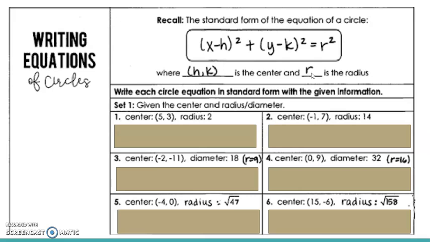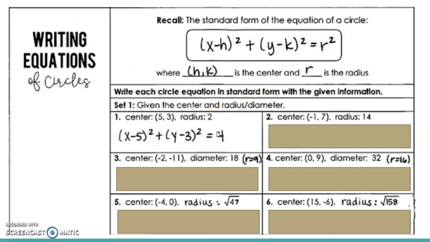They can give us the information and ask us to write the equation of our circle. As you can see, sometimes they give us the radius and sometimes the diameter. If I look at number 1, they gave me my center and my radius. So I'm going to plug in the center and the radius for my h, my k, and my r. When I do that, I'm going to get an equation of (x - 5)^2 + (y - 3)^2 = 4. Remember that for my radius, I want radius squared, so I need to square it too.